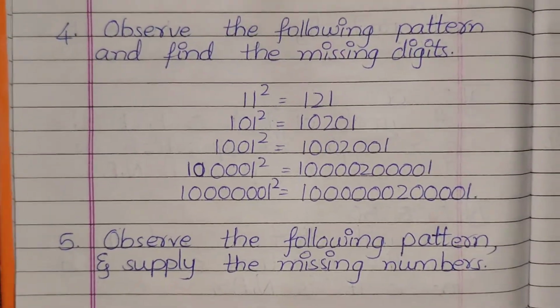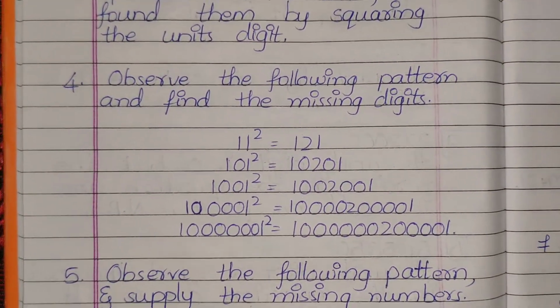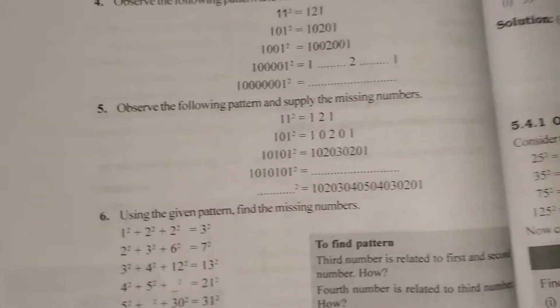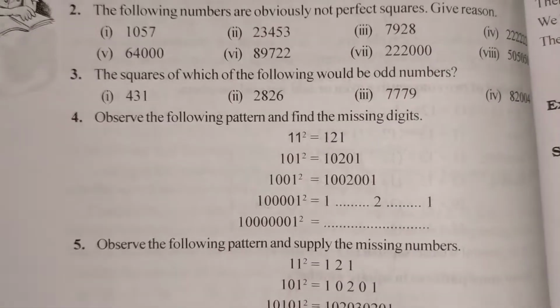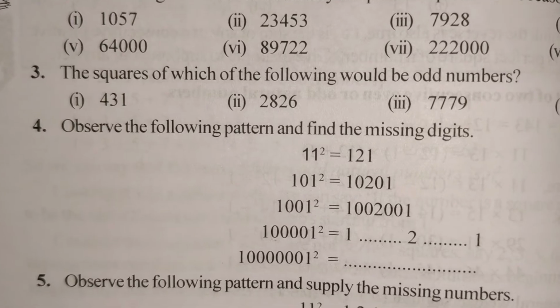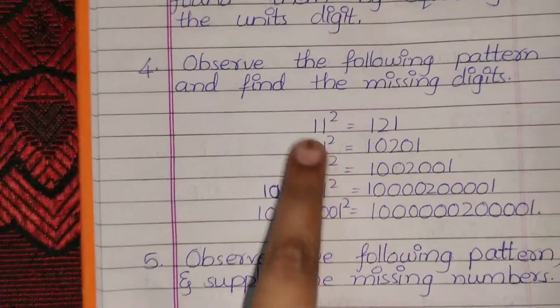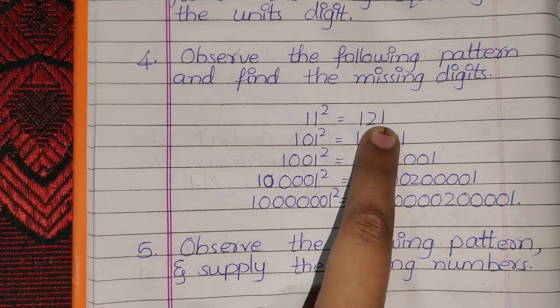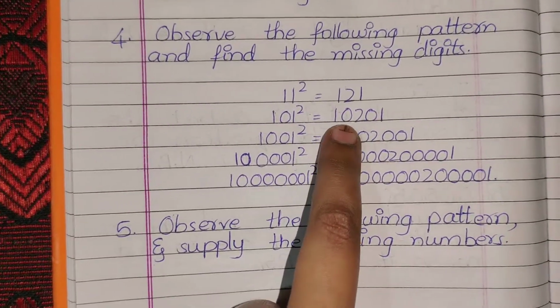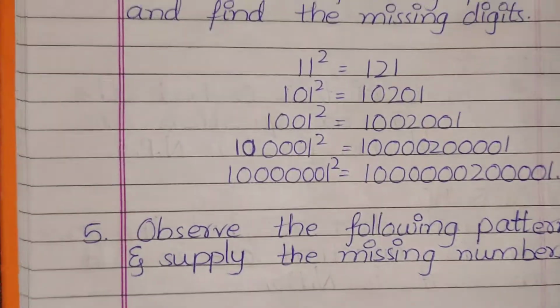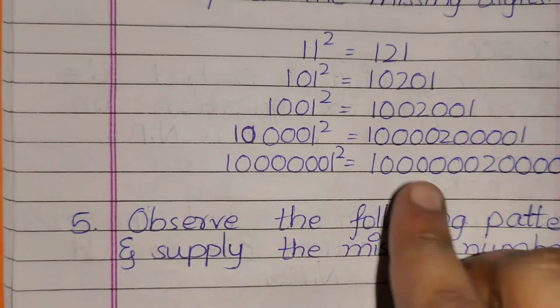Now let's come to the next one, that is, observe the following pattern. In the textbook the question goes like this. You have to find the missing digits. So here 11 squared is 121 and 101 squared is 10201. By looking at this you can solve it very easily.